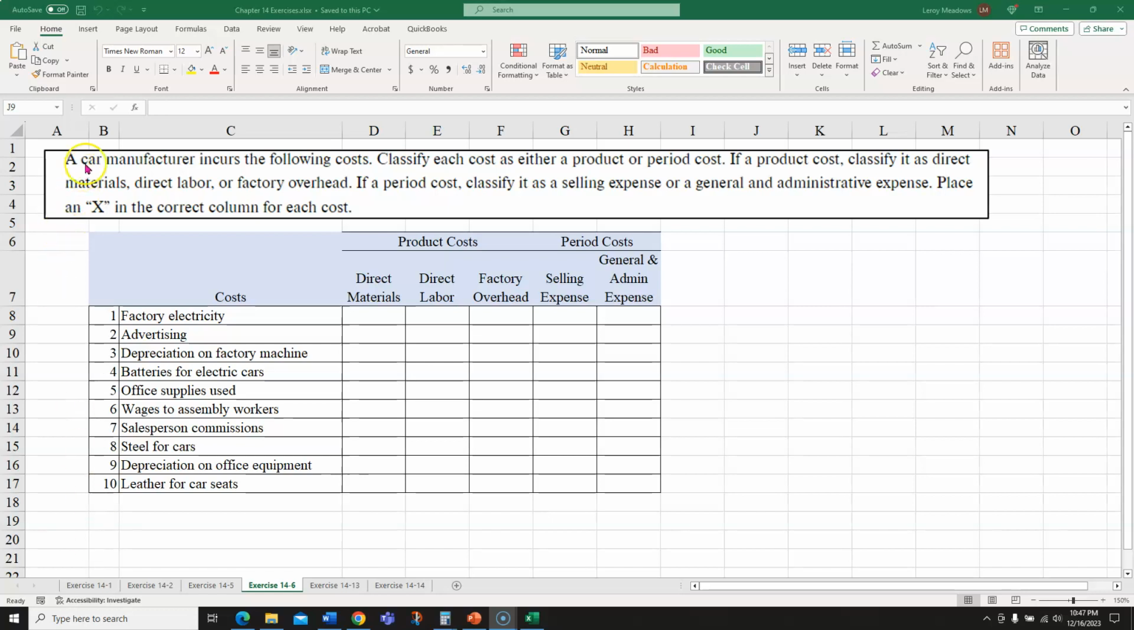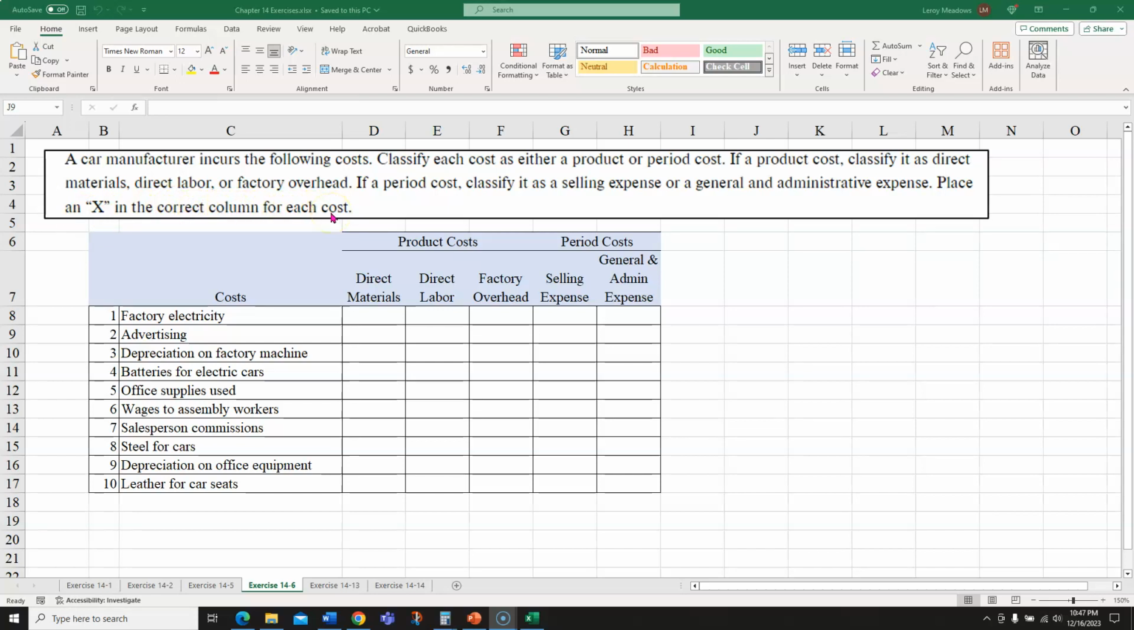So this first exercise, exercise 14-6: a car manufacturer incurs the following costs. Classify each cost as either a product or period cost. If a product cost, classify it as direct materials, direct labor, or factory overhead. If a period cost, classify it as a selling expense or a general and administrative expense. Place an X in the correct column for each cost.